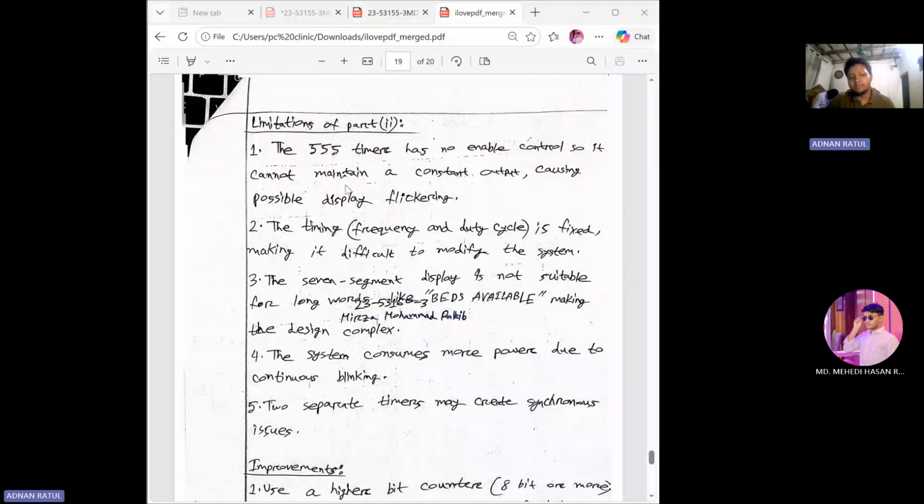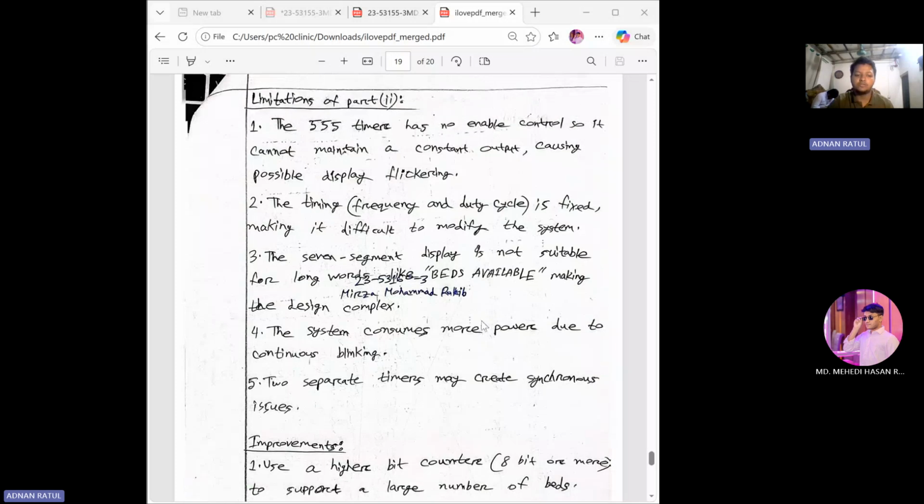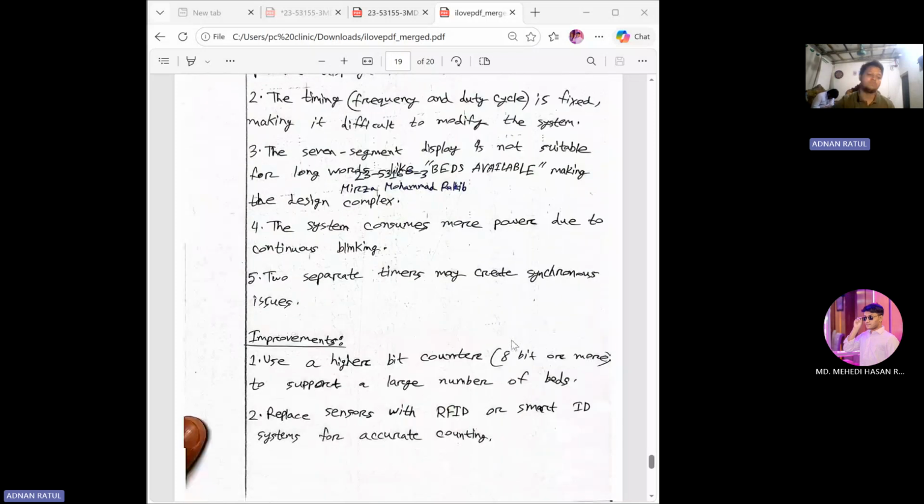Now I will describe the limitations of part 2. The 555 timer has no enable control, so it cannot maintain a constant output, causing possible distress. The timing frequency and duty cycle are fixed, making it difficult to modify the system. The 7-segment display is not suitable for long words. Long words like bits available make the design complex. The system consumes more power due to continuous blinking. Two separate timers may create synchronization issues.